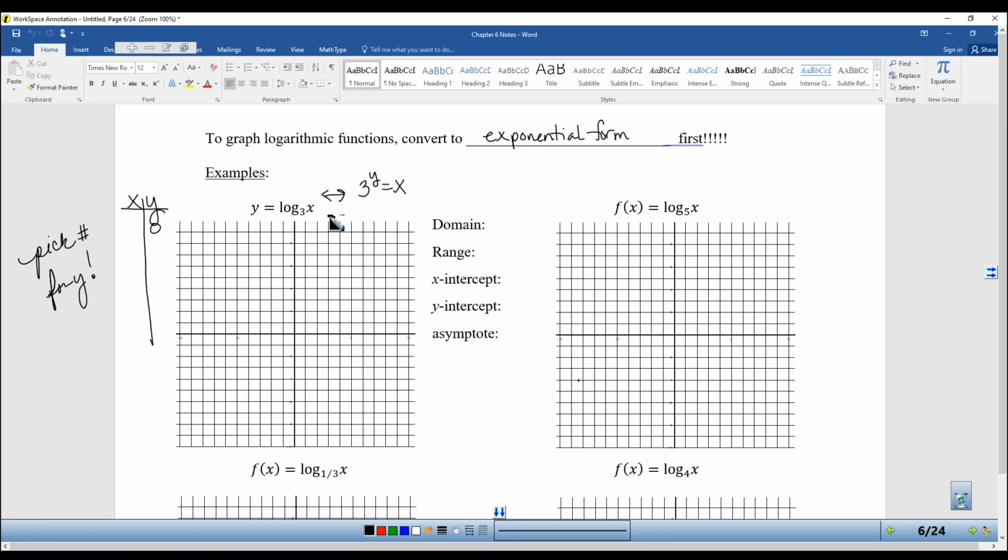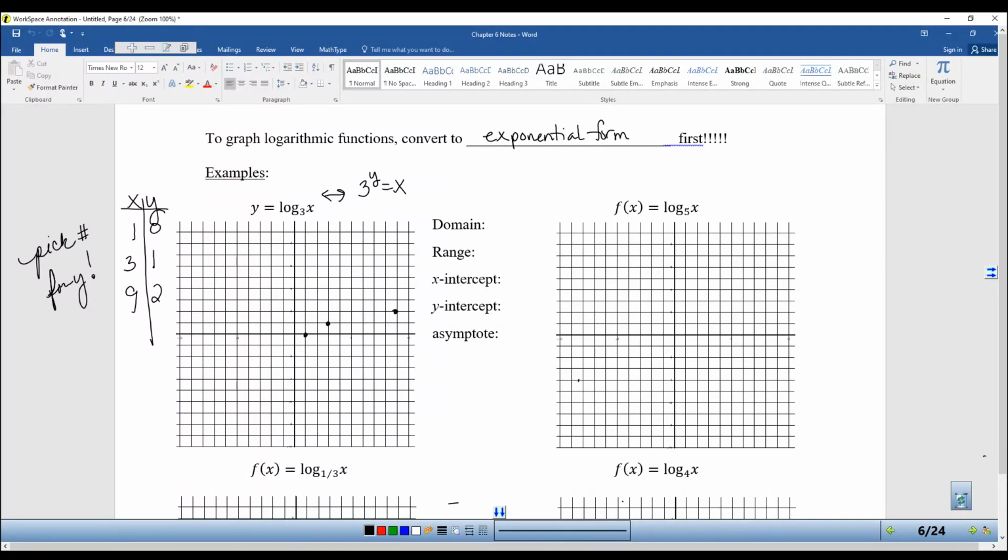So when y is 0, anything to the 0 power is 1. When y is 1, 3 to the 1 is 3. When y is 2, 3 to the 2 is 9. So (1, 0), (3, 1), (9, 2). Any idea what the rest of the graph is going to look like?